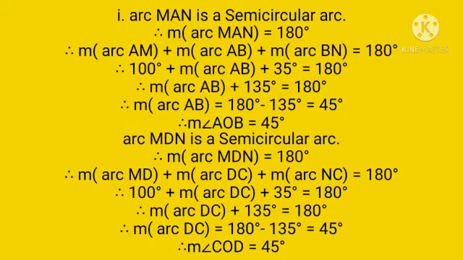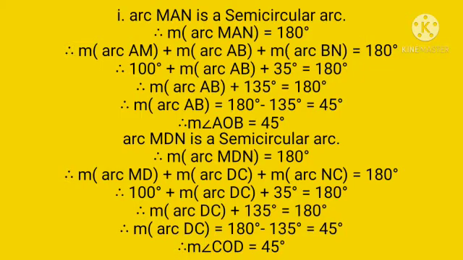Arc MDN is a semicircular arc. Therefore, measure of arc MDN is equal to 180 degrees. Therefore, measure of arc MD plus measure of arc DC plus measure of arc NC is equal to 180 degrees since arc MD, arc DC and arc NC makes arc MDN.